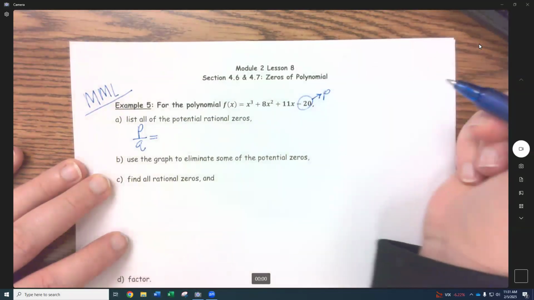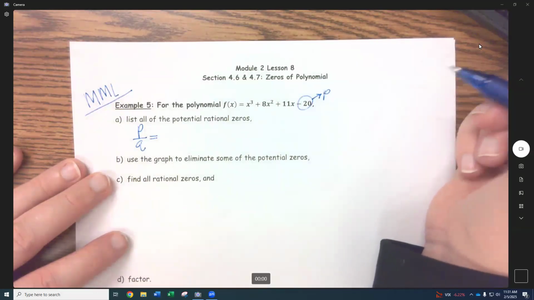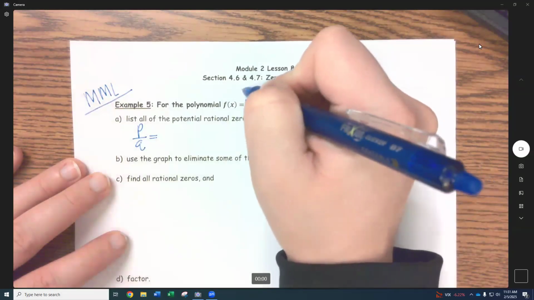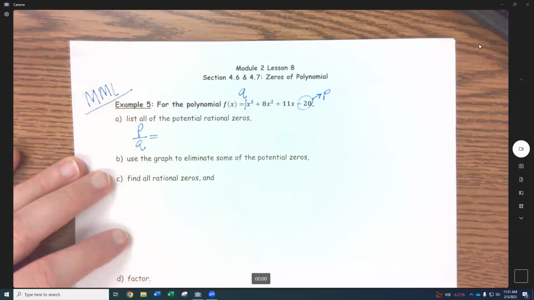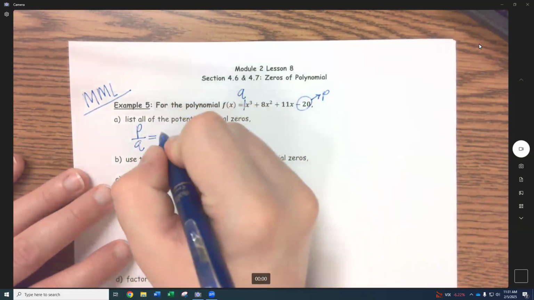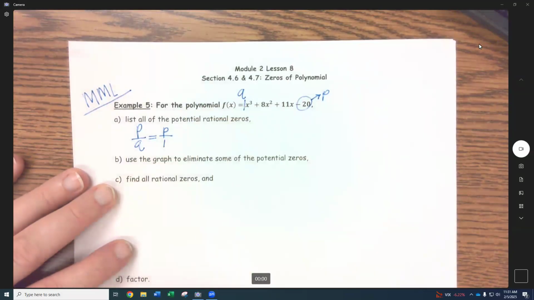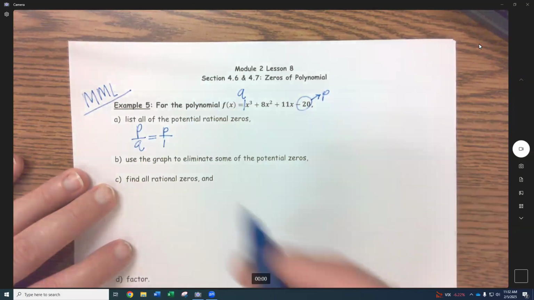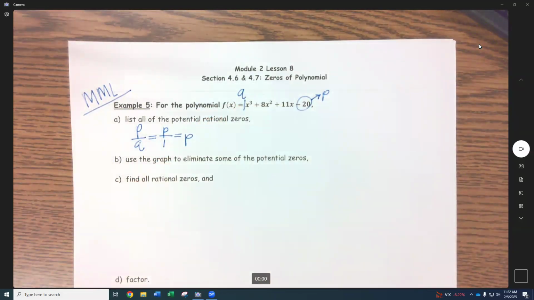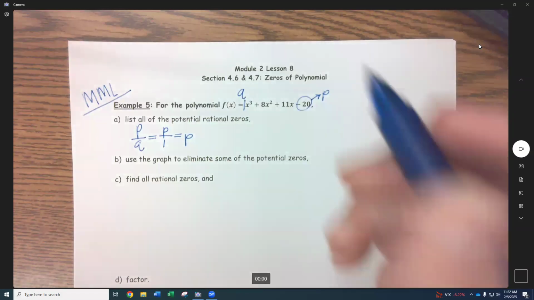P is this 20 here, or technically negative 20, but the sign doesn't really matter. And if I don't see anything in front right here, then that means my q is 1. So when my q is 1 here, it really doesn't matter what p is. P over 1, 20 over 1, anything over 1 is just what that top number is. So here, all I really need to do is list my multiples of p, or my factors of p.